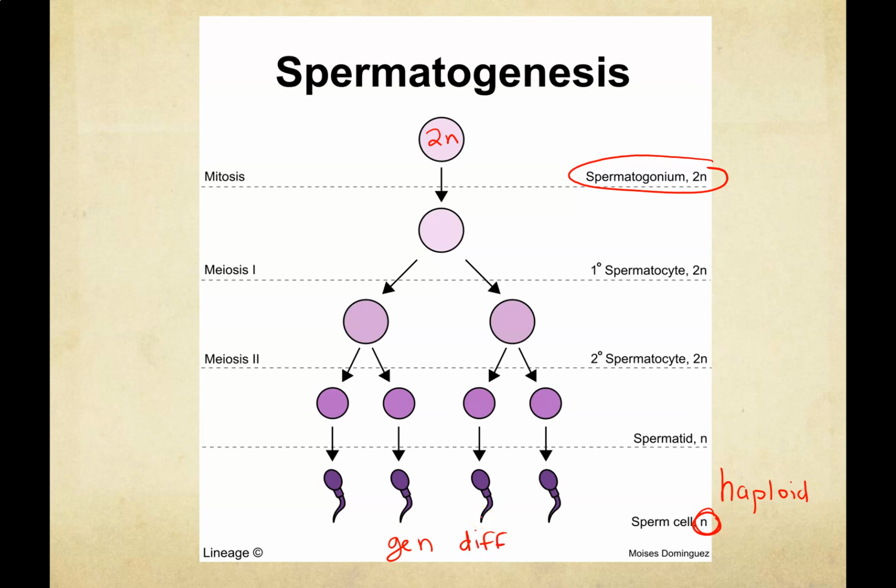You will see here that the replication will happen right there, and then you will have division number 1, and then you will have division number 2. So meiosis is 1 replication, 2 divisions.